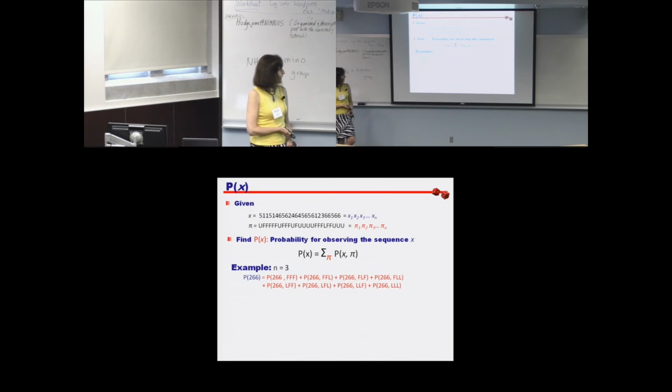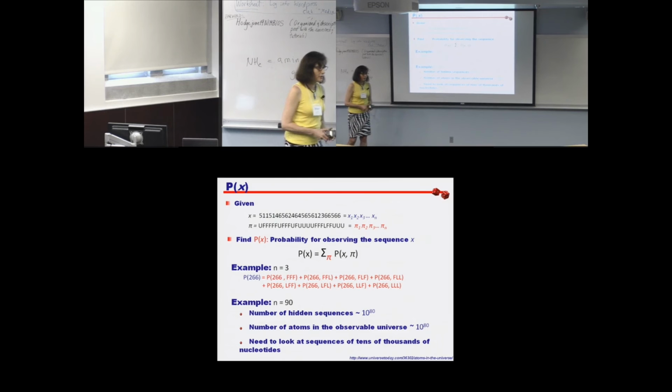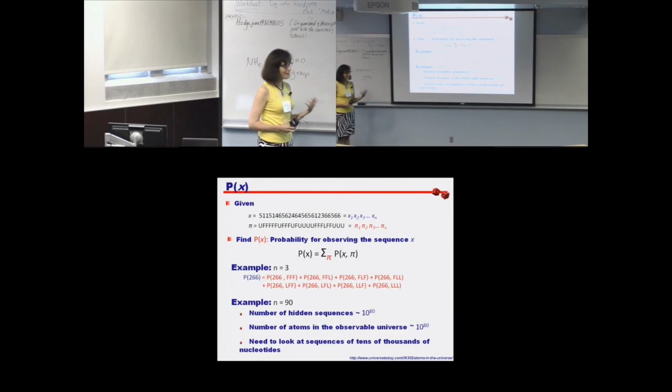And of course, I chose a very short sequence. So here is an illustration. We can compute this, no problem. What you all know, and I know, of course, everybody knows here where I'm going, is that this is not biologically feasible because with n equals 90, and so a 90 base pair sequence is nothing from the point of view of looking at DNA sequences. You get to a number of hidden sequences that's of this order of magnitude, and this is about the number of atoms in the observable universe.